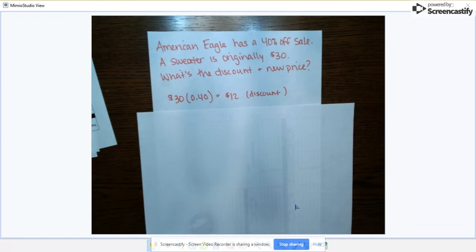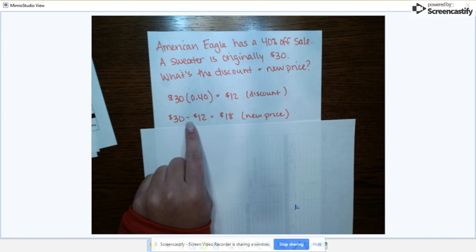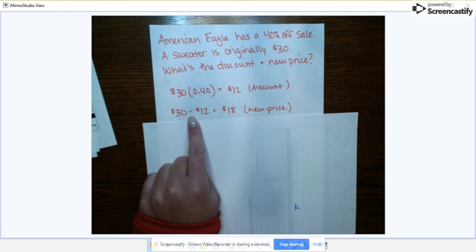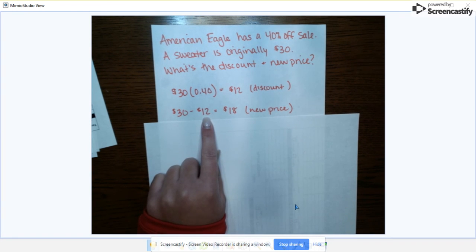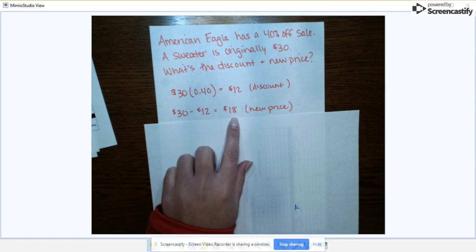But then to figure out how much I actually pay, instead of adding like we did for the markup, we're going to subtract. So I'm going to take $30 minus 12, which is that discount price, and that gives me $18 for this sweater.